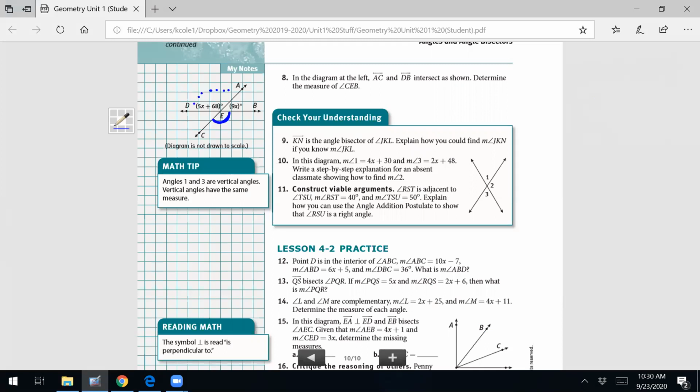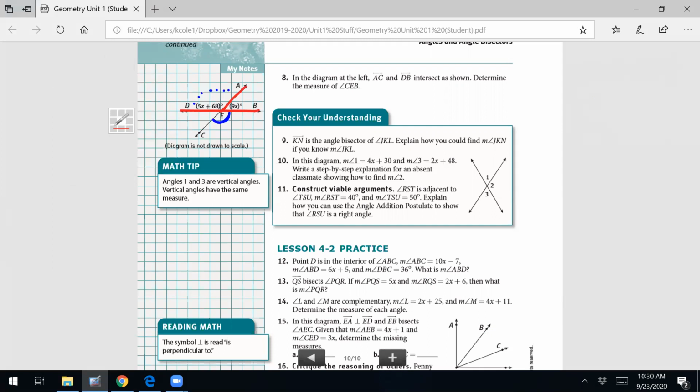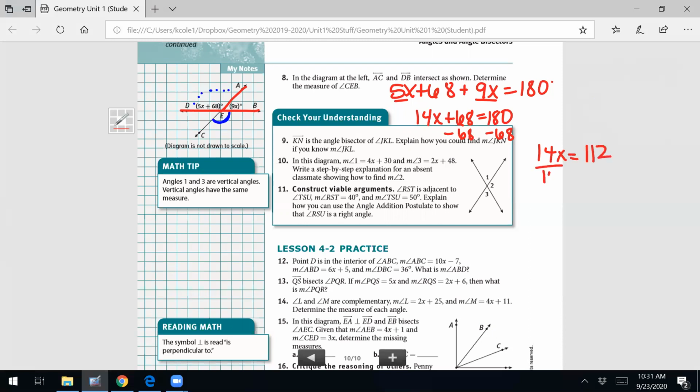So what we do know is that together, those two angles form 180 degrees. So I'm going to take both of those, combine them, and set it equal to 180 because they are supplementary. They form a straight line. So when I combine right here, I've got 14x plus 68 equals 180. I'm going to subtract out 68. So 14x equals 180 minus 68, which is 112. Divide by 14.